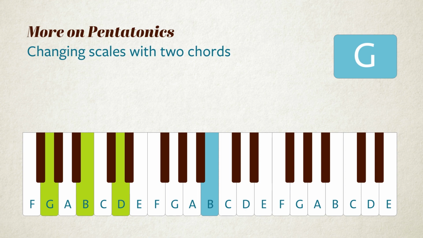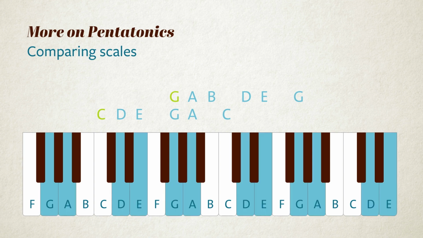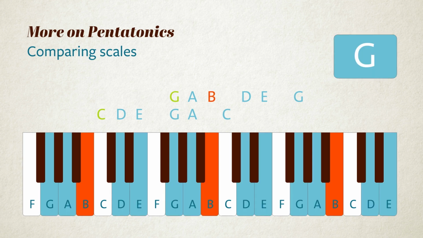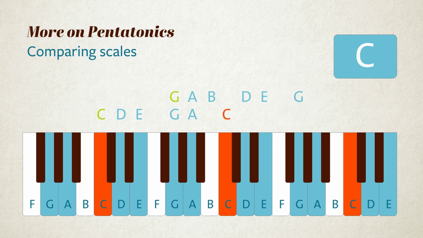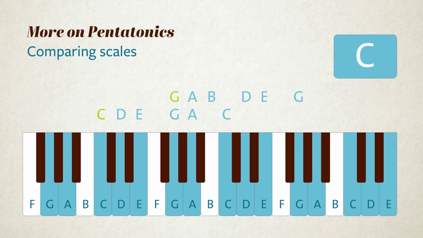Before we go on, let's just compare those 2 scales. Here they are, and you'll notice that they're very similar. In fact, they are different in just 1 note, meaning they have 4 notes in common. There's a B in the G pentatonic scale, but not in the C pentatonic scale, where there's a C instead. So it's quite simple to tweak the G pentatonic to make a C pentatonic.